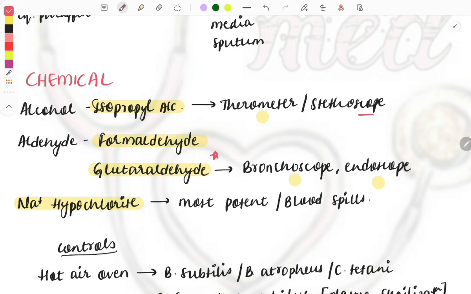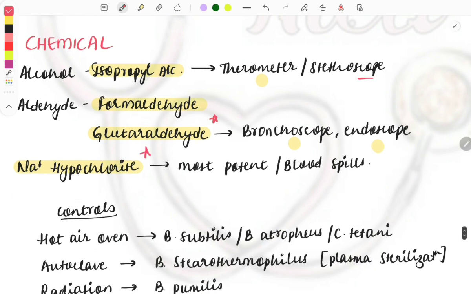This question can be confusing because we remember it as scope, and then we give the stethoscope also, and due to confusion we may choose another answer. So remember that stethoscope is alcohol. The rest of all the scopes come under glutaraldehyde. Then 1% sodium hypochlorite, this one is also important and a PYQ. It is the most potent and is used for blood spills. Clinical cases have been asked, like a female, a nurse or an intern, while collecting blood, by mistake spills the blood on the floor.